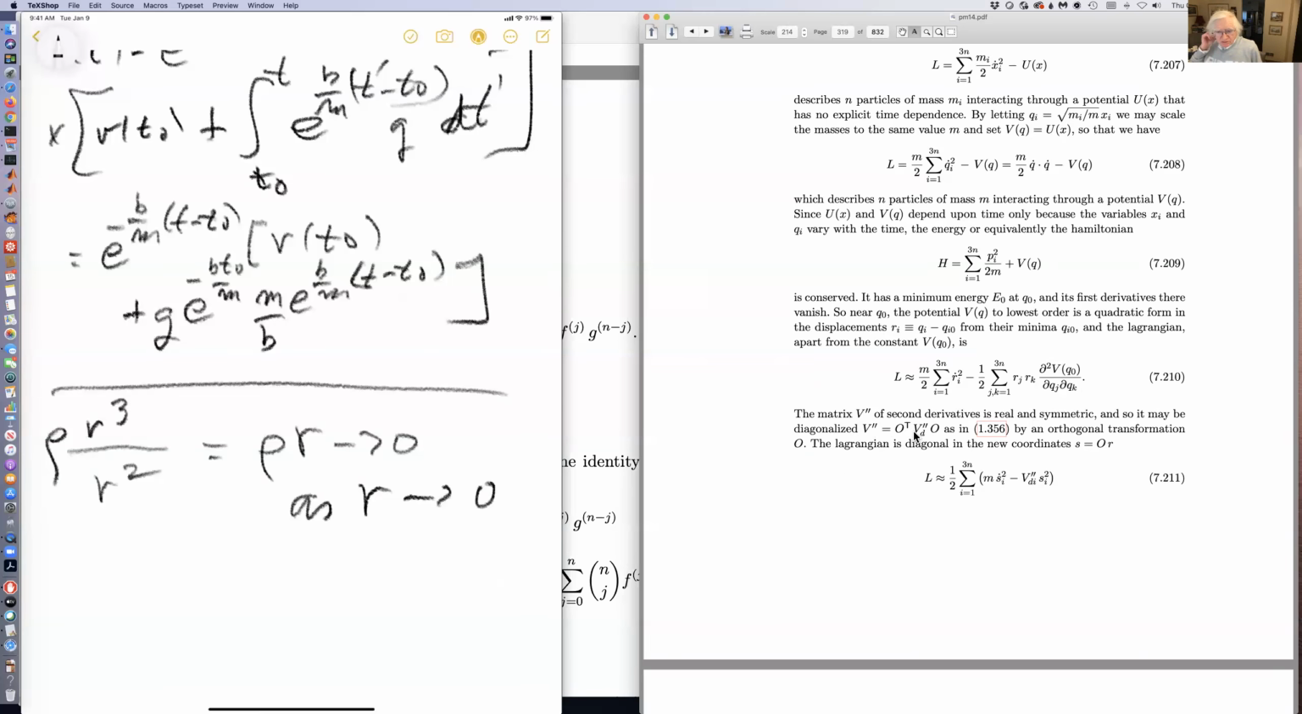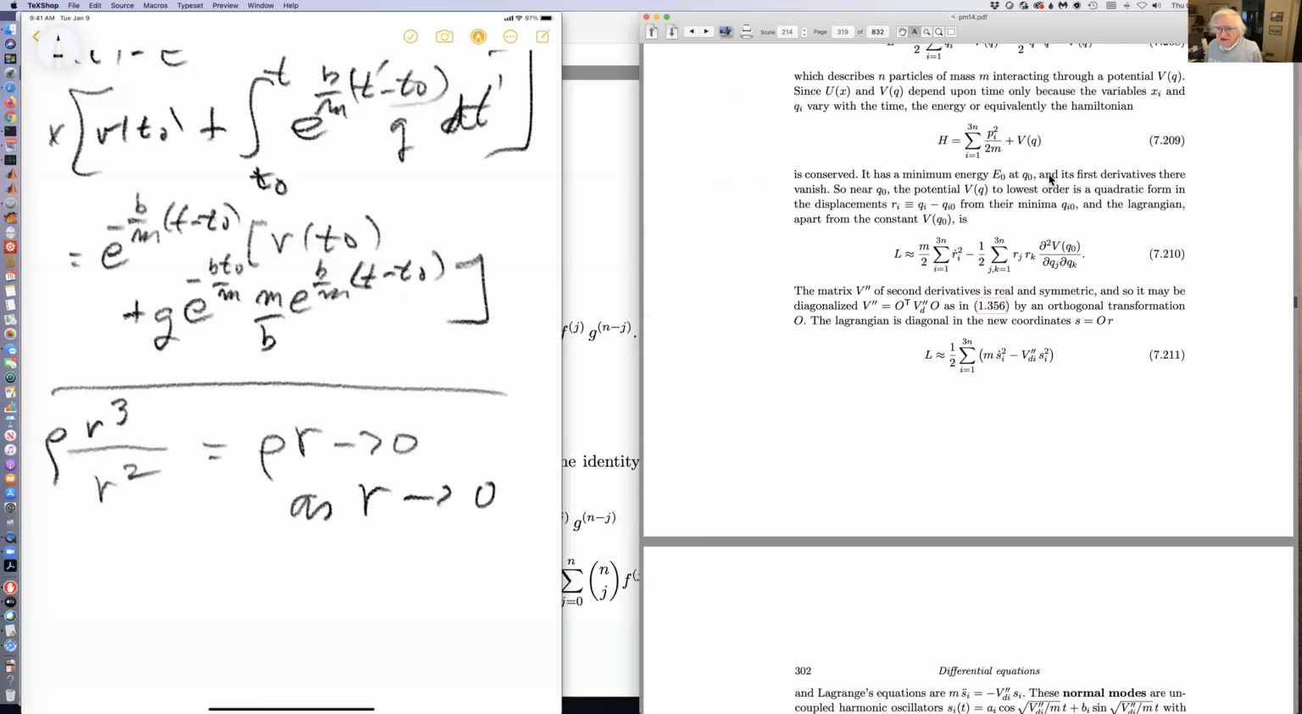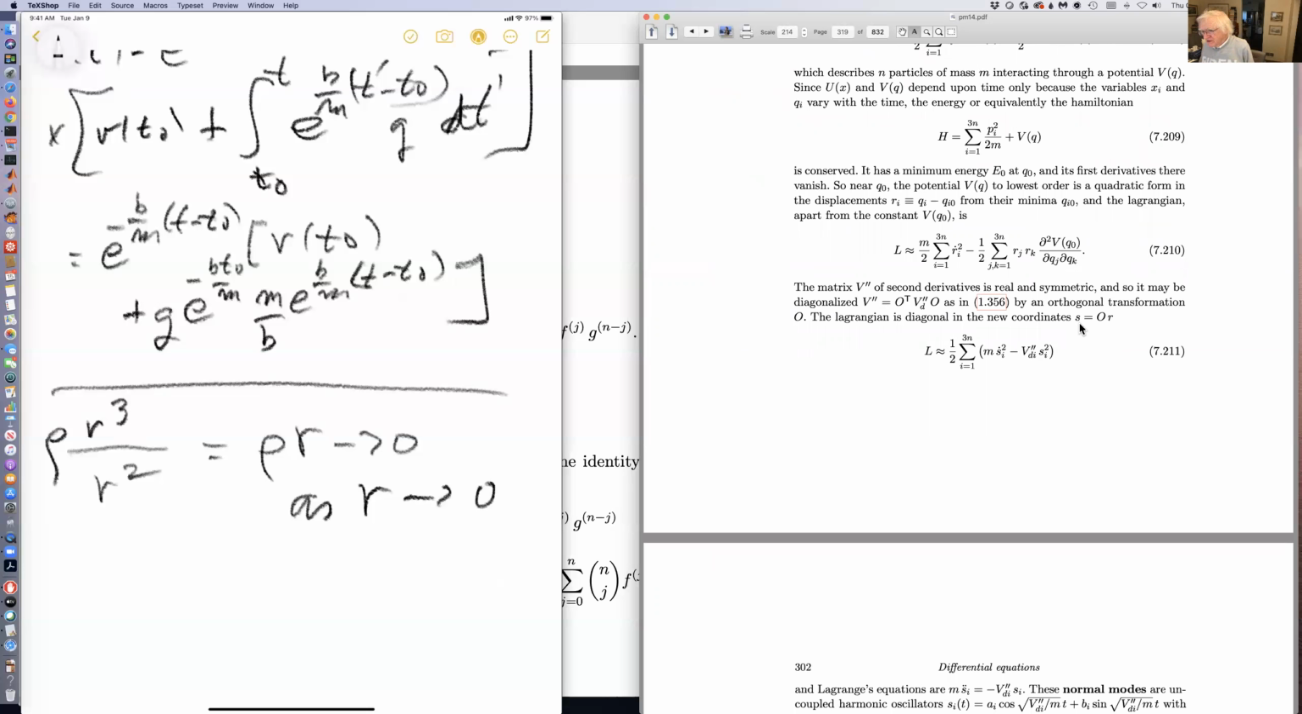But now we learned back in chapter 1 that, first of all, this thing is real because the potential energy is real. Secondly, it's symmetric because the JK derivative is the same as the KJ derivative. So it's a real symmetric matrix. That means it can be diagonalized by a real orthogonal matrix. And if we call the new coordinates S, these again are the coordinates from the minimum, but now rotated by the orthogonal transformation, we get this expression here, and we've diagonalized V.